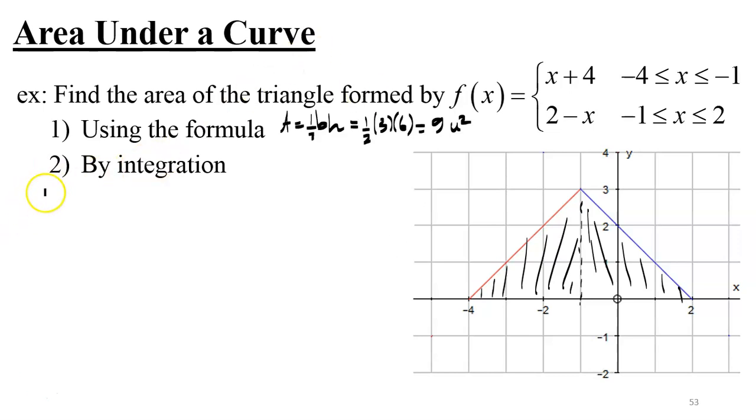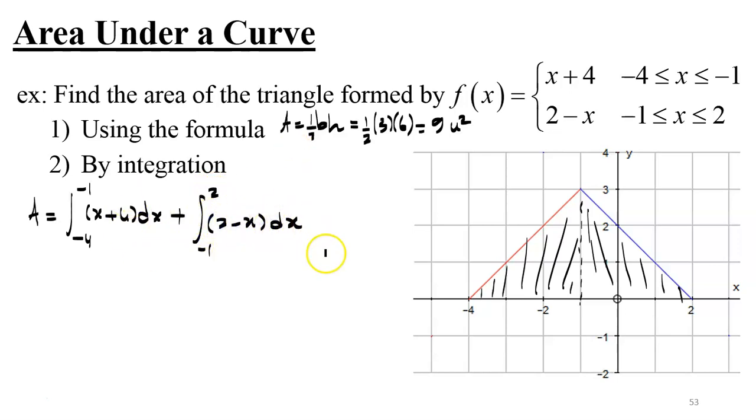So over here, the area would be defined by the integral from -4 to -1 of x plus 4 dx, of course. And it's a plus, because both curves are positive. And then between -1 and 2 of the other line of equation 2 minus x, so it's the integral from -1 to 2 of 2 minus x dx. Then we integrate each and we should end up with a total area of 9 units squared.